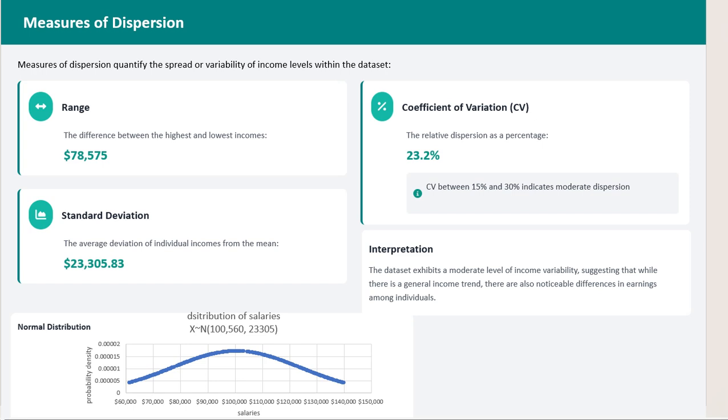And then using the parameters above, I've also created this extra graph which shows us the normal distribution of the data set. And we can see that the graph shows a beautiful bell curve, which indicates that there are no crazy outliers in this data set.